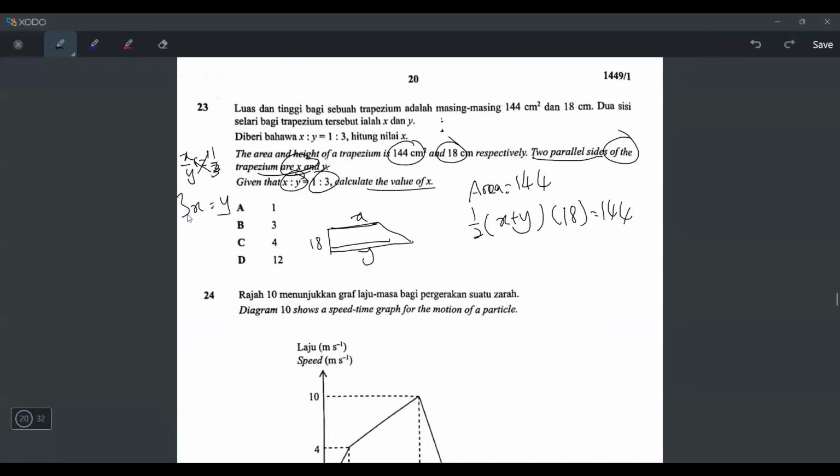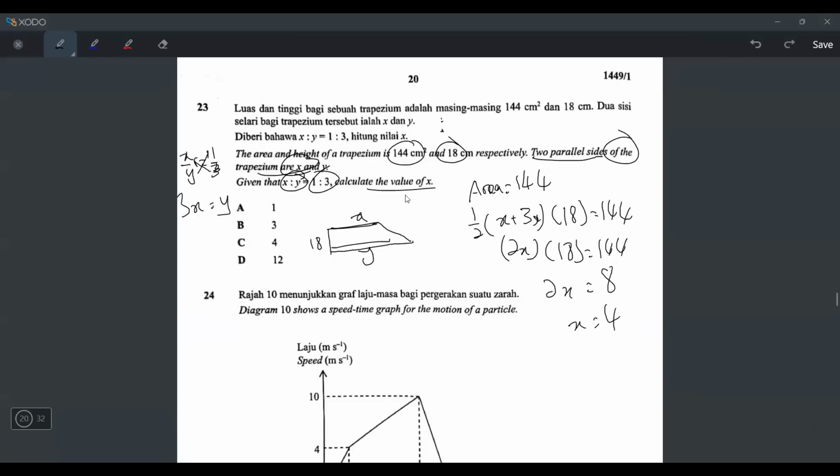It means y is 3 kali ganda lebih panjang berbanding x. So if y equals to 3x, means I can erase this and write 3x here. And we all know 3x plus x is 4x. So it will be 4x divide 2, which is 2x times with 18 equals to 144. And then 2x equals to 144 divide 18. Let's press calculator. I got 8. So x is equals to 4 lah.